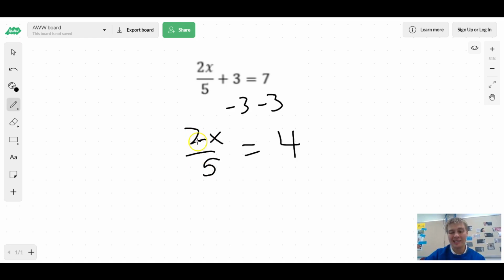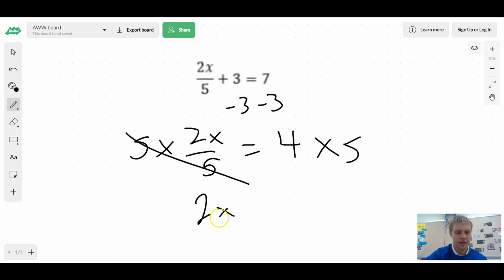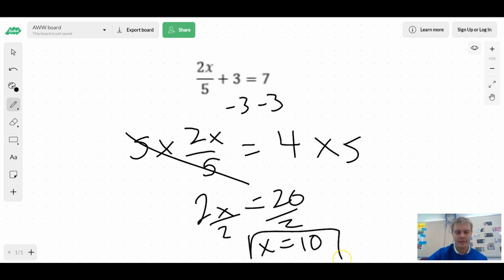And now how I like to think about this, instead of as a fraction, I like to think of it as two operations. This means to divide, and this means to multiply. So how do you undo dividing? Well, you multiply. So that's going to cancel out that fraction. And then we're going to get that side to be 20. And then how do I get rid of the 2? Oh, I divide by 2, I divide by 2. x is going to be 10. So that would be my final answer.